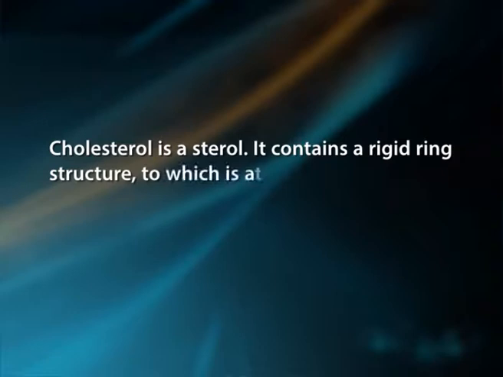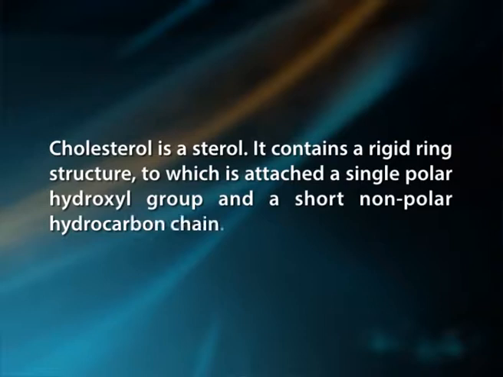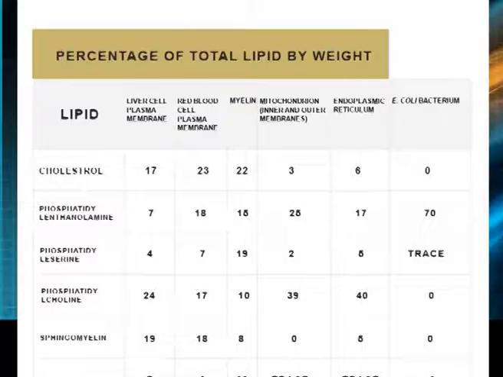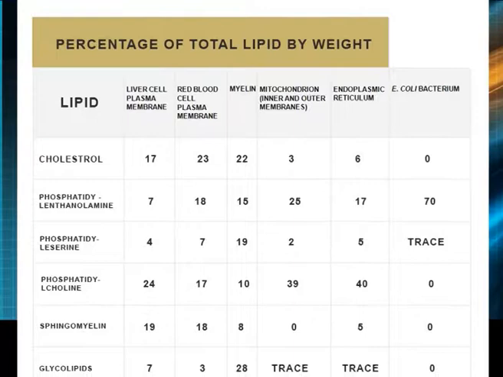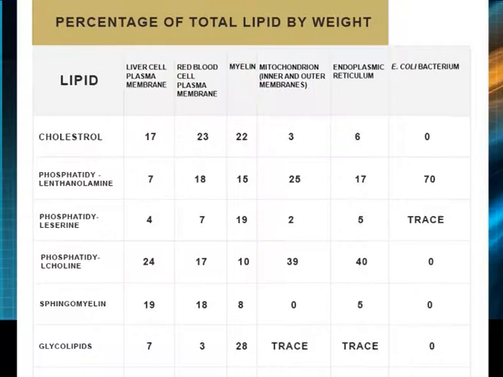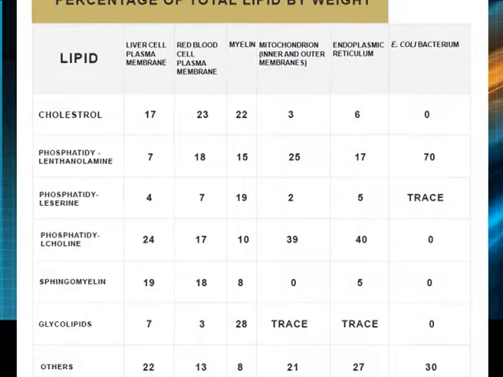Cholesterol. Eukaryotic plasma membranes contain large amounts of cholesterol. Cholesterol is a sterol. It contains a rigid ring structure to which is attached a single polar hydroxyl group and a short non-polar hydrocarbon chain. The cholesterol molecules orient themselves in the bilayer with the hydroxyl group close to the polar head groups of adjacent phospholipid molecules.